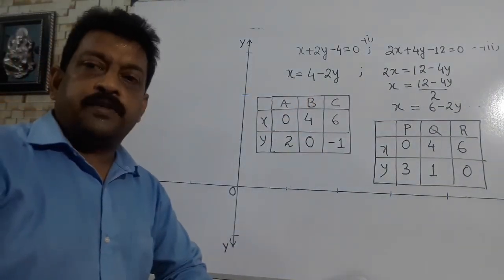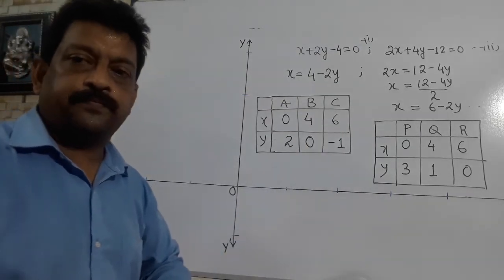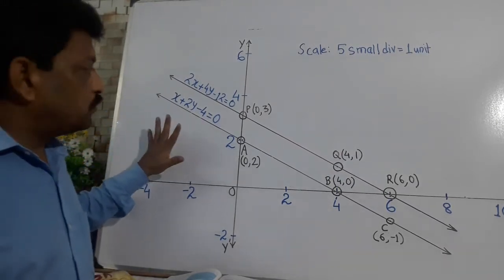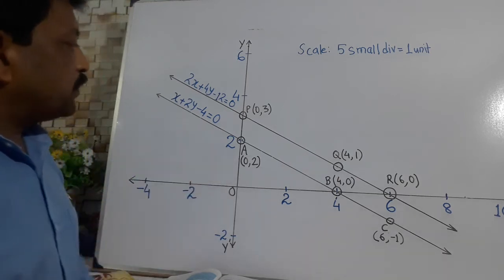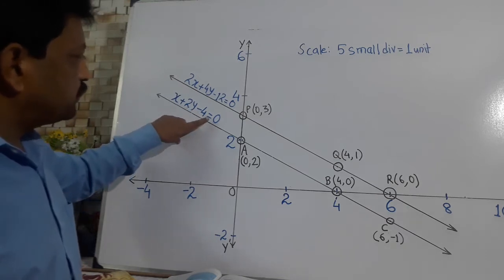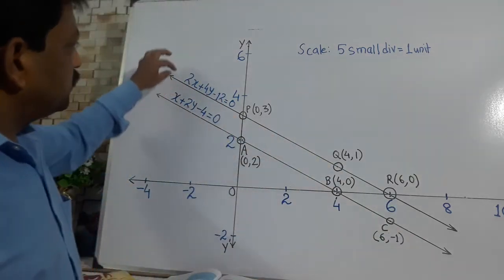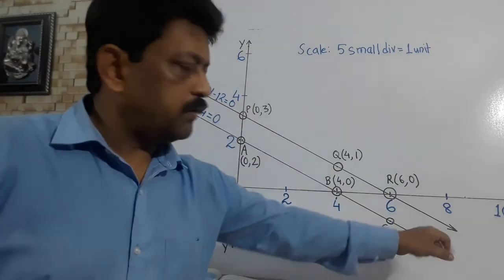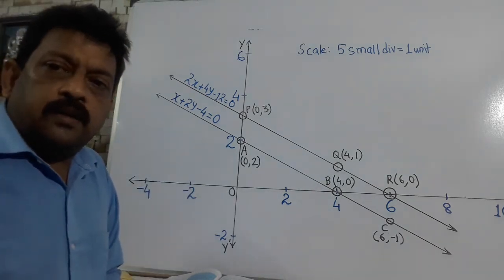Now I am going to represent them on the graph paper by plotting these points. The two equations which were given, and after obtaining the solution set, the points are plotted on the graph paper. The first line, x plus 2y minus 4 equal to 0, is represented by this line, and the second equation 2x plus 4y minus 12 equal to 0 is represented by that line. Now from the figure you can see that both the lines are parallel to each other.